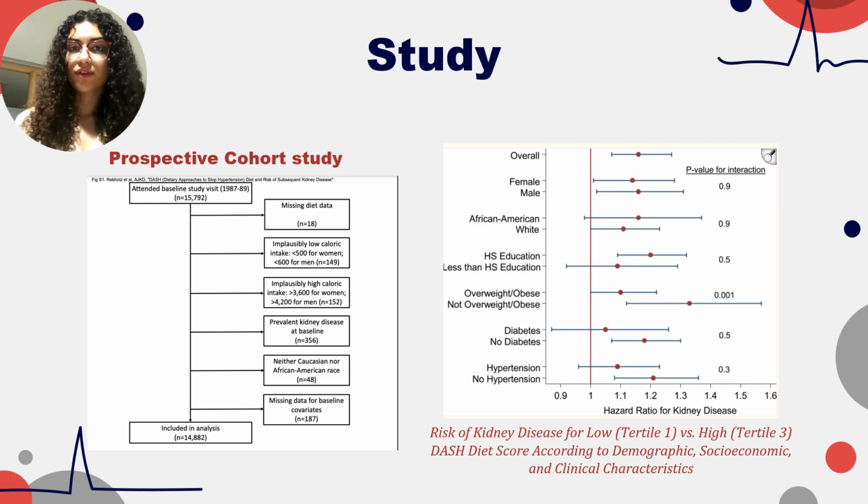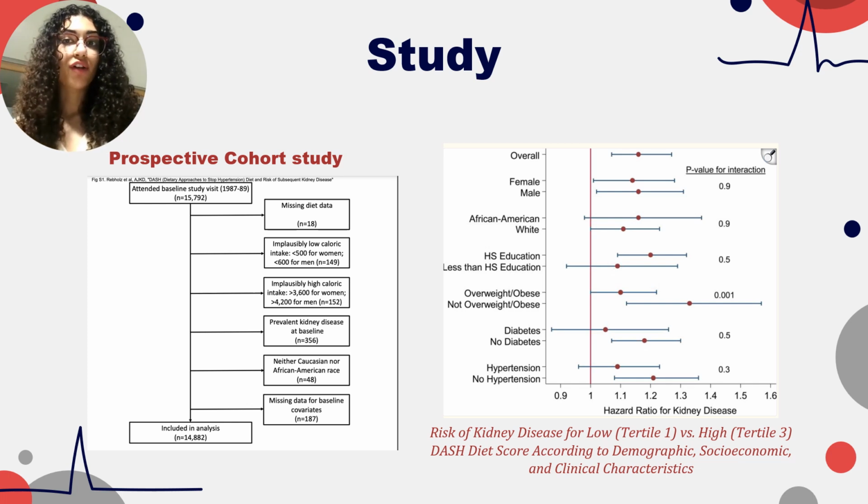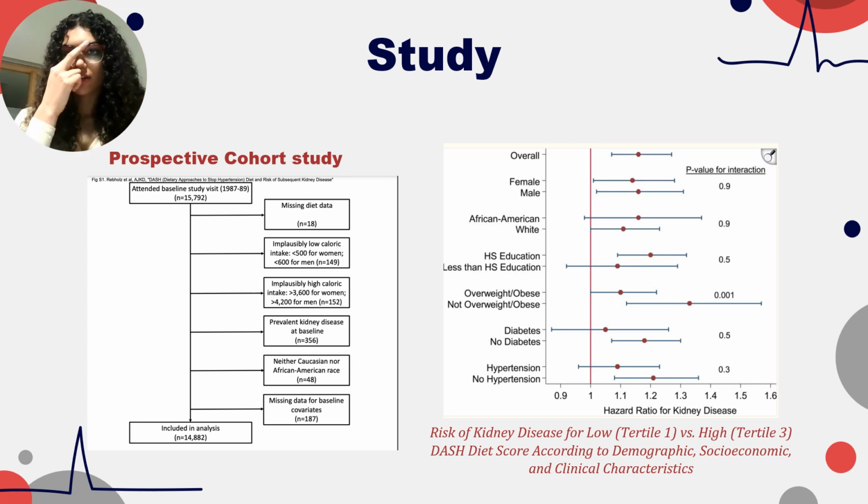It was a prospective cohort study that analyzed data from approximately 15,000 participants from the Atherosclerosis Risk in Communities study, all of whom had a healthy glomerular filtration rate at baseline. Dietary intake was self-reported and used to calculate DASH diet scores, considering factors such as consumption of red and processed meats, sweetened beverages, sodium, fruits, vegetables, whole grains, nuts, legumes, and low-fat dairy products. These scores were averaged over 2 visits.